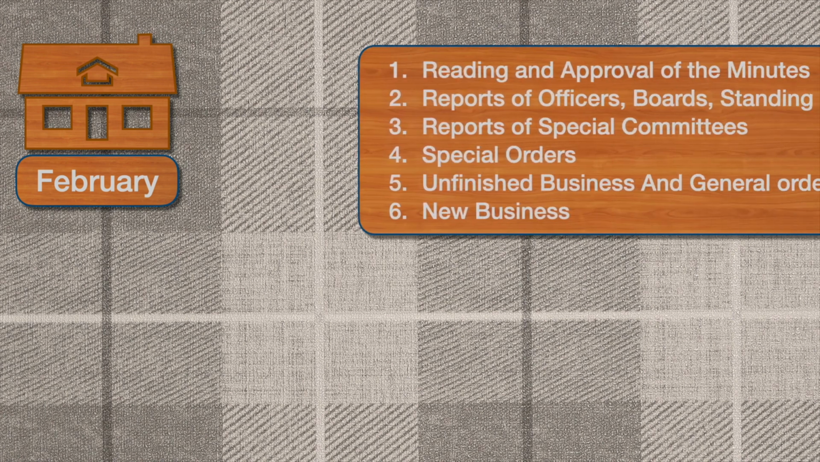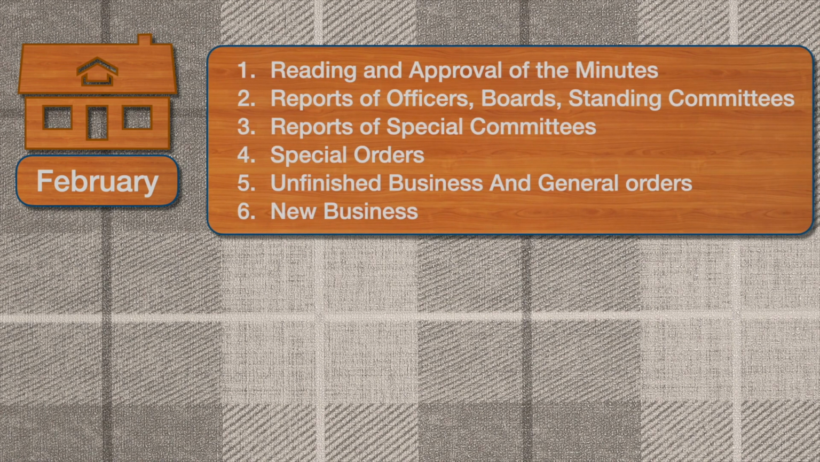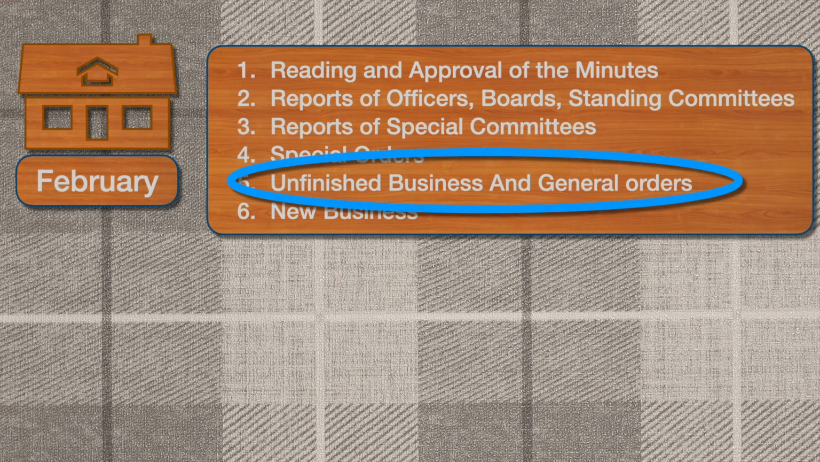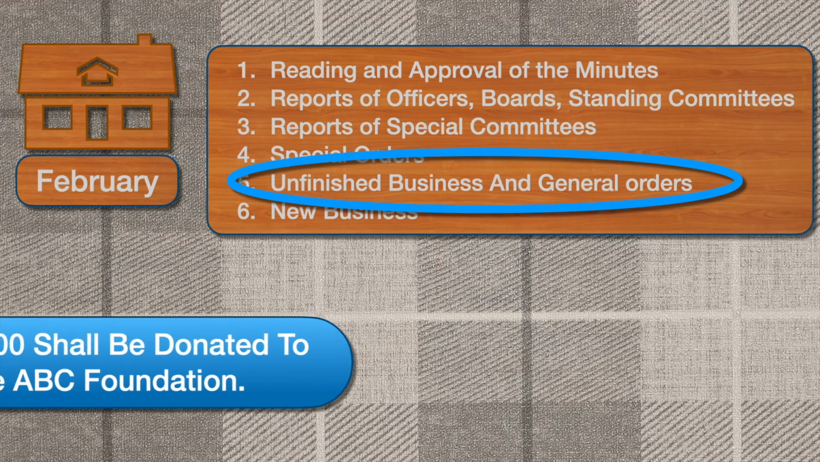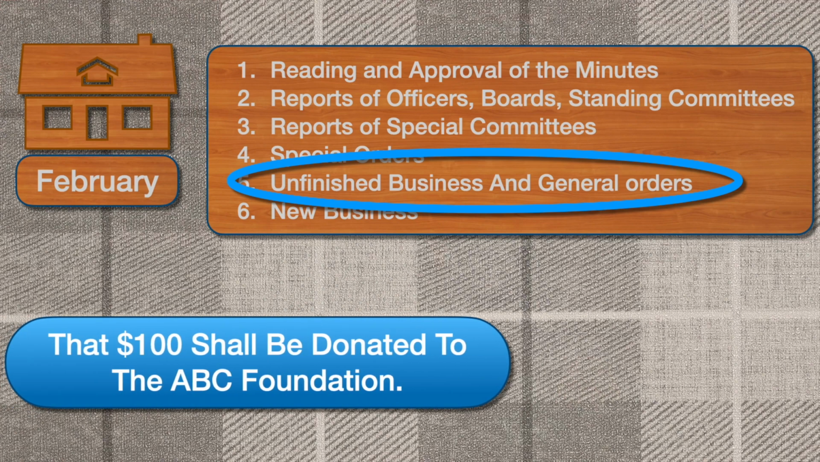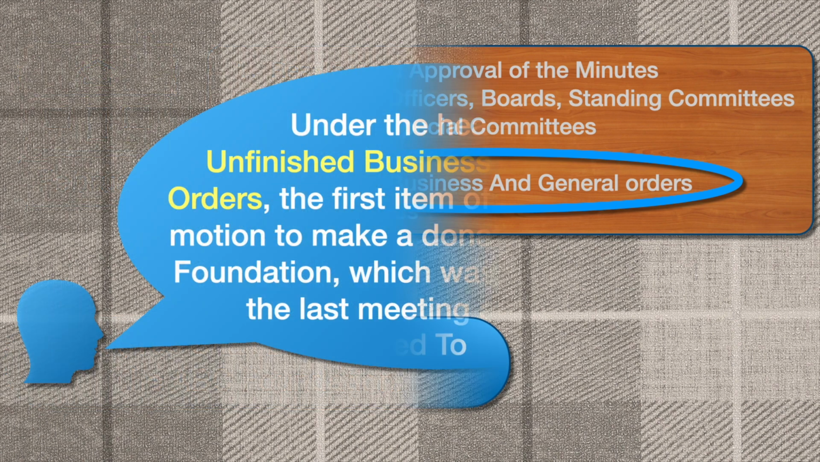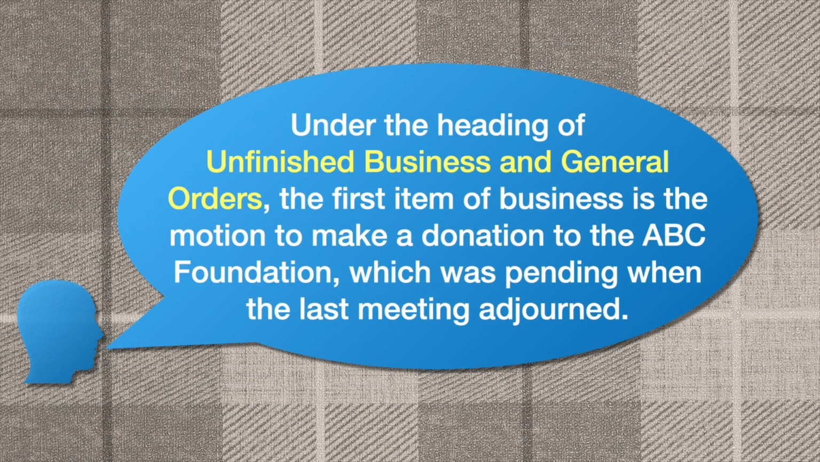At the February meeting, the Assembly will once again go through its standard order of business, starting with the reading and approval of the minutes and continuing through the reports. Then, after special orders, if there are any, we arrive at the heading of unfinished business and general orders. At this point, the motion that was pending when the previous meeting adjourned, that is, the motion that was just left hanging when everyone decided to go home, magically returns and will once again become the pending question before the assembly.